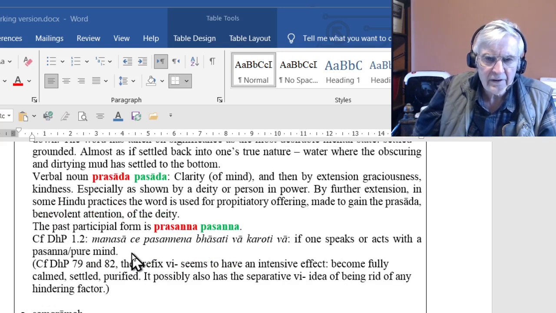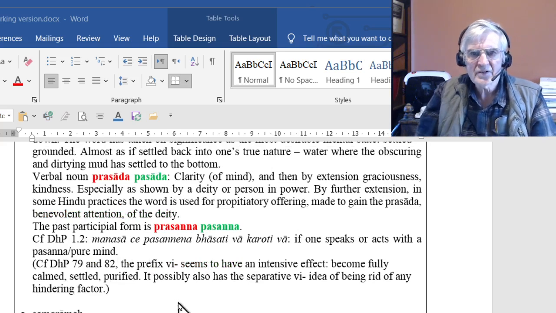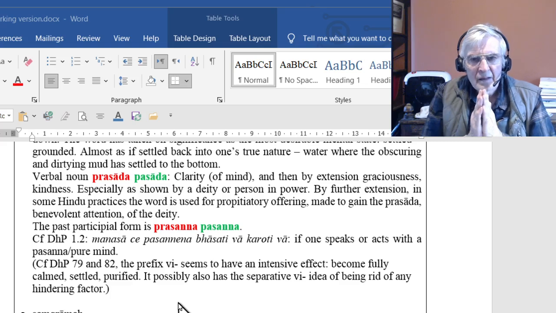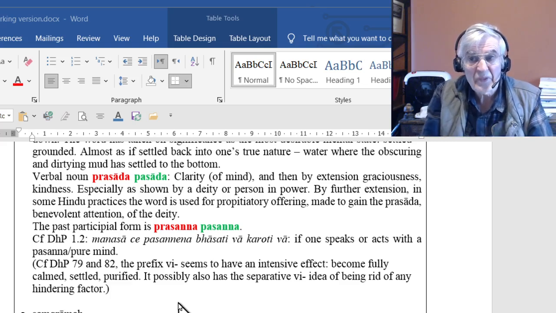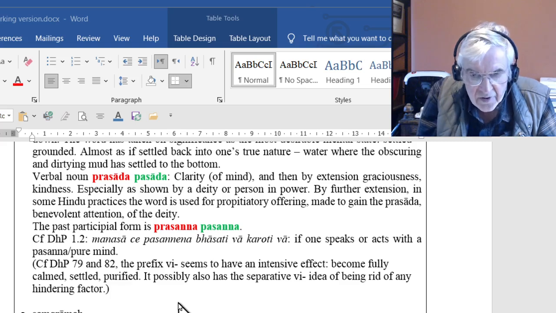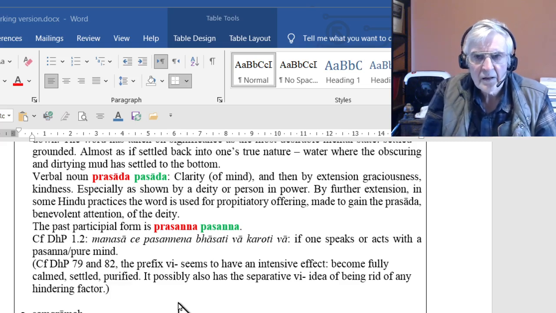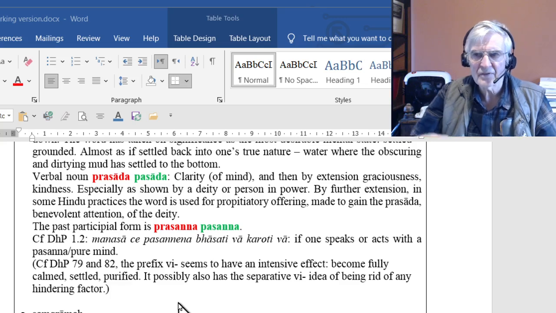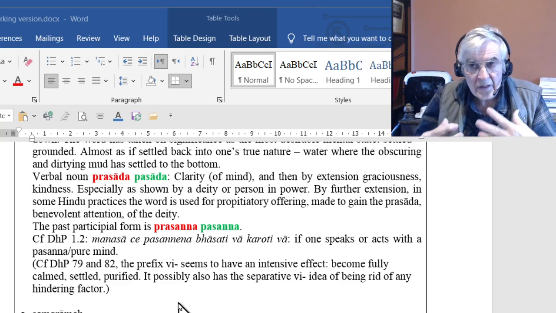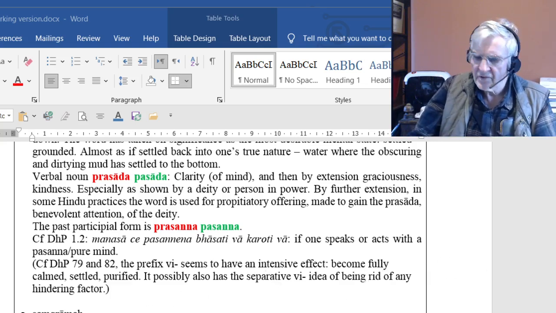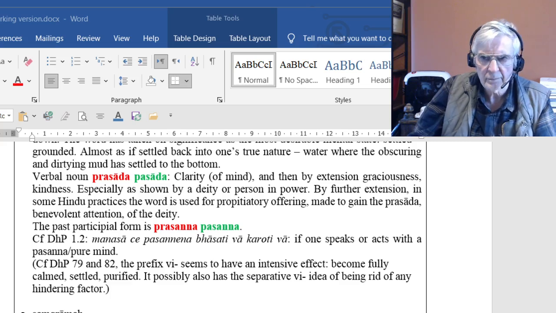And in the Dhammapada, we have in verse 1, manasa ce pasannena. In Sanskrit it would be manasa cet prasannena, if with a prasanna mind, in Pali, bhasati va karoti va, when one speaks or acts. So the mind in a state of prasada, that is a mind that is clear of these adventitious defilements that cloud it and cloud your purity and skillfulness of action.